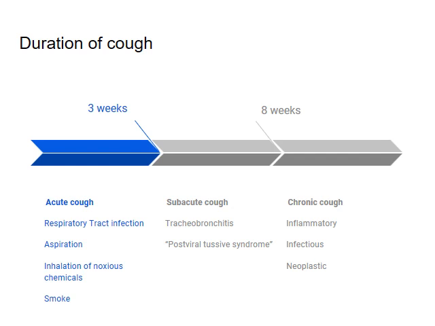For those that occur with less than 3 weeks, it can be termed as acute cough, which may be caused by respiratory tract infections, aspiration, inhalation of noxious chemicals, and even smoke. Subacute cough, which lasts 3 to 8 weeks, may be due to tracheobronchitis and post-viral tussive syndrome, while cough lasting more than 8 weeks is termed as chronic cough, wherein it may be due to inflammatory, infectious, and neoplastic diseases.